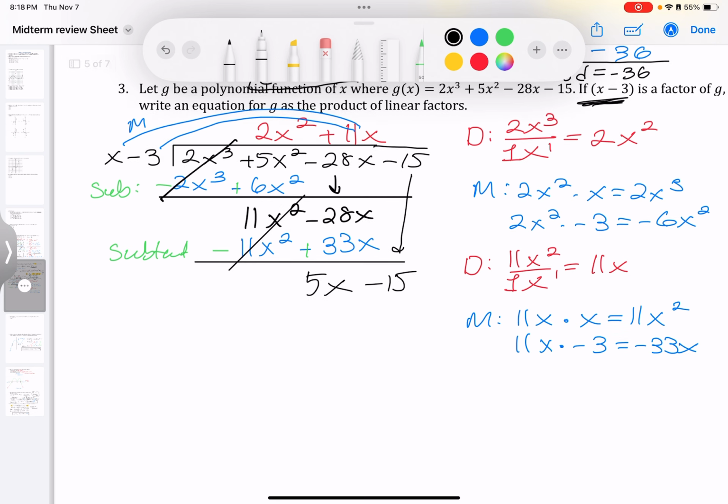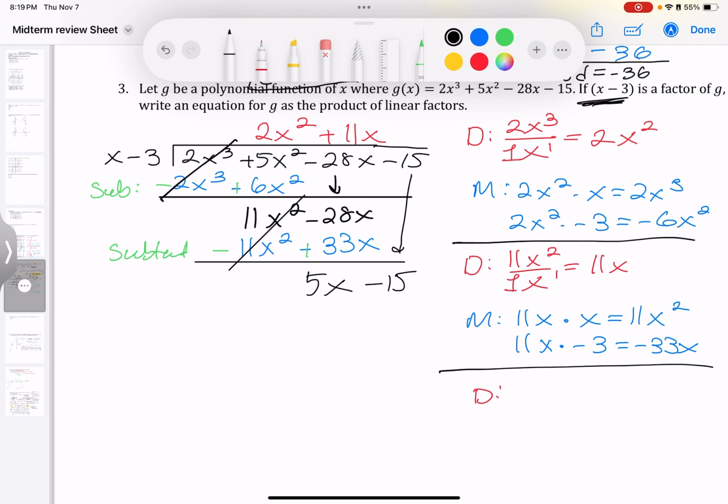And then we're going to do this step one more time. So we're going to divide. Divide our 5x by the leading term of the outside, which is our x. We can write this as 1x. 5 divided by 1 is 5. The x's, in this case, simplify each other out because x to the first divided by x to the first, they're the same thing. Gone. Plus 5. And place that on top.